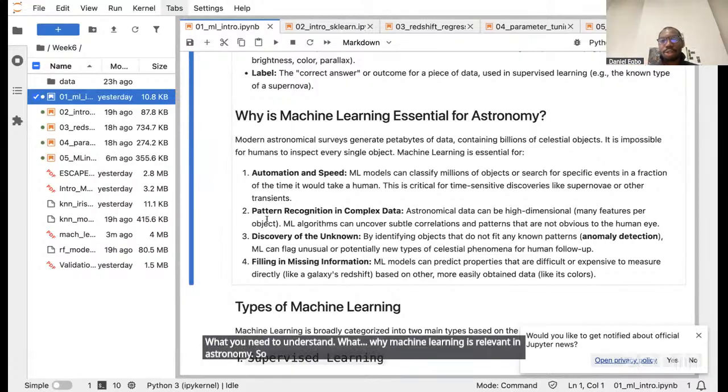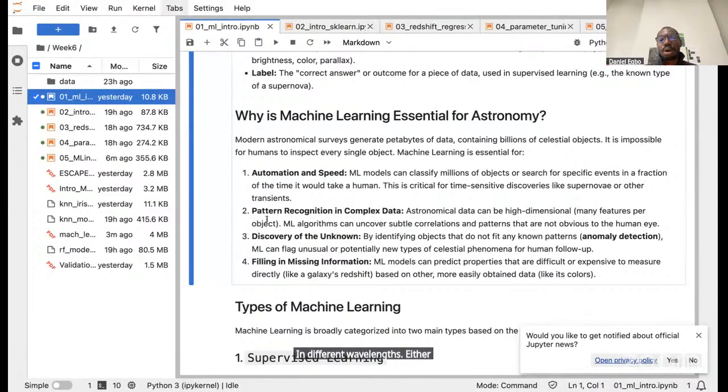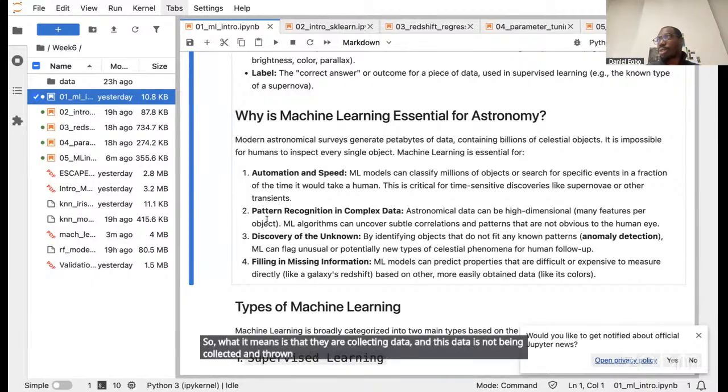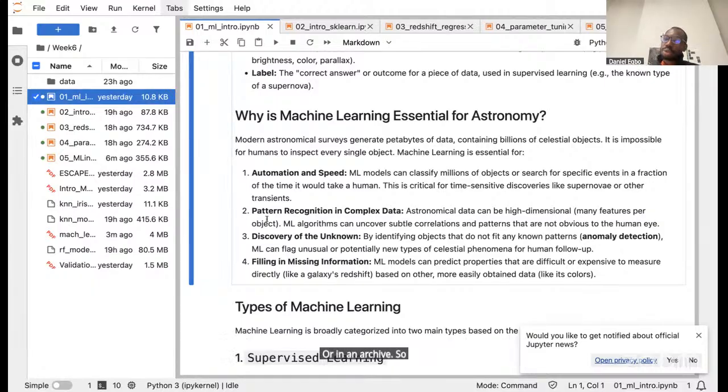Astronomy is a field that already produces tons of data every day, every night. You have observatories all over the world pointing their telescopes at the sky in different wavelengths, either in space or on the ground. So they are collecting data, and this data is not collected and thrown away. It is stored somewhere in a repository or in an archive. So you can see that there are tons of data that need to be mined.